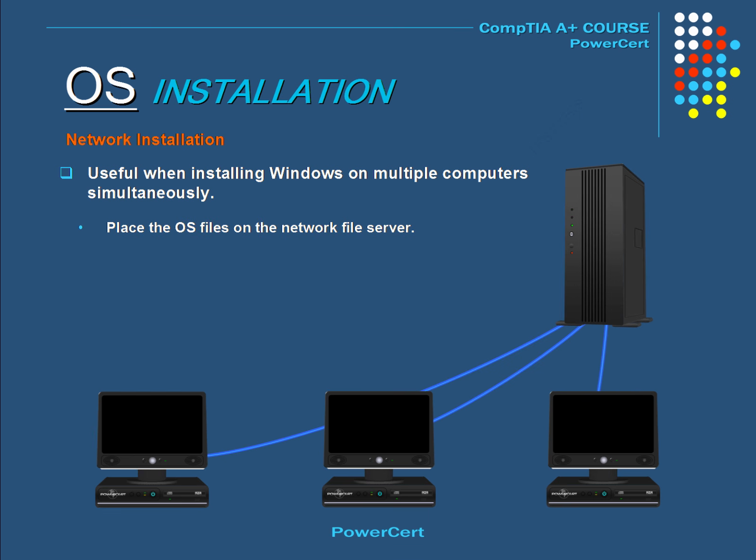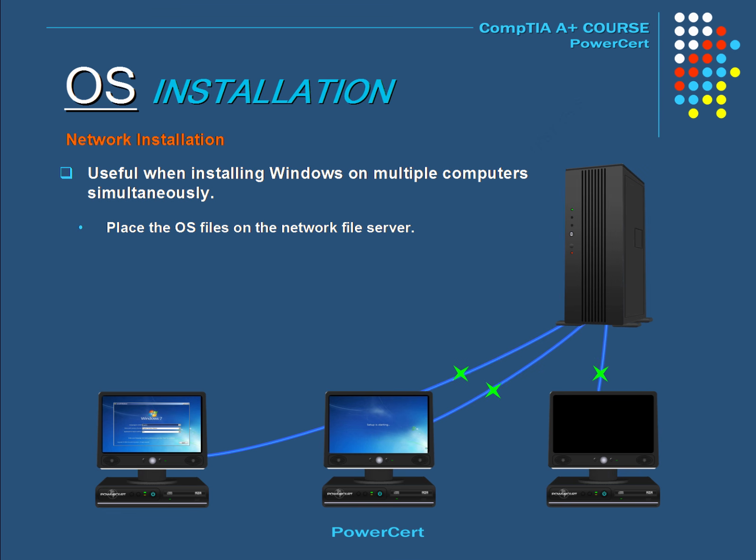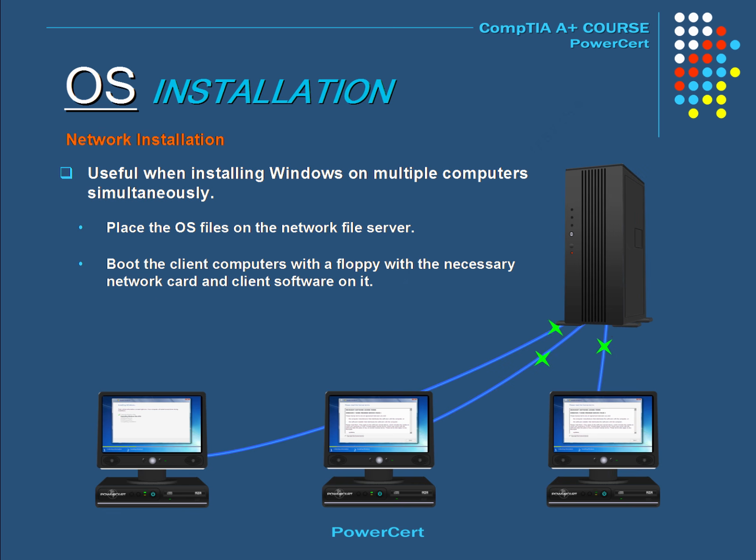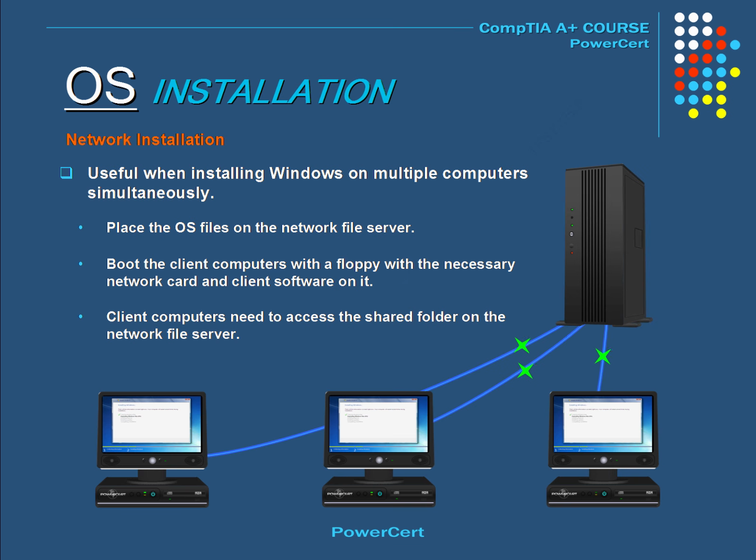by first placing the necessary operating system installation files on a network file server inside a shared folder. Then you need to boot the client computers with a floppy disk or flash drive that has the necessary network card and client software on it. Then when prompted, you need the client computers to access the shared folder on the network file server. Then the installation will start. Once again, this is a very convenient way if you are installing the operating system on multiple computers at the same time.